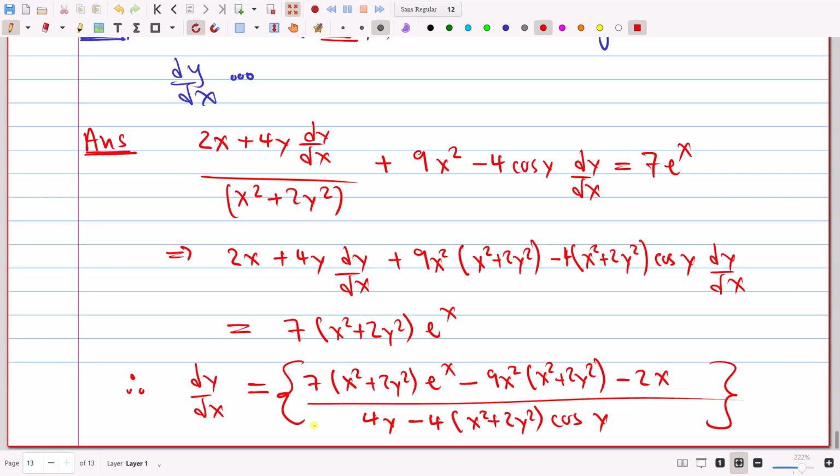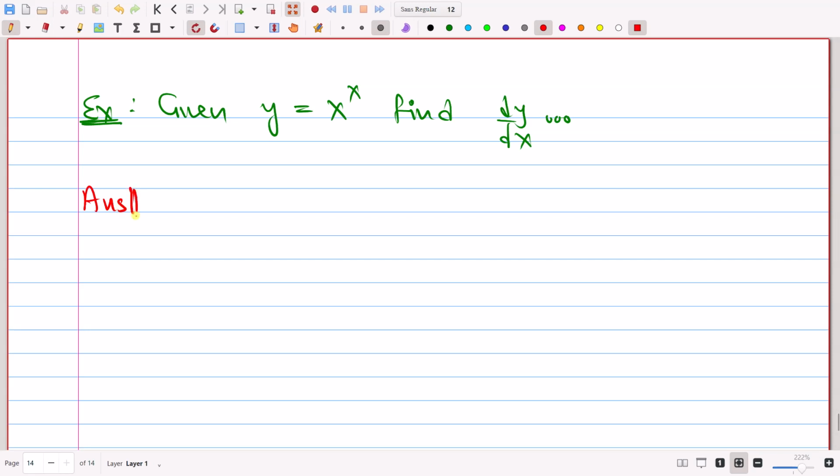Every time you're dealing with implicit differentiation, this is how you go about it. Okay, so another example, because there are some implicit functions that you can never tell that they're actually implicit functions. Let's look at such. You can be given the function y equals x to the power x, and then they say find dy/dx. So this is also another example of an implicit function.